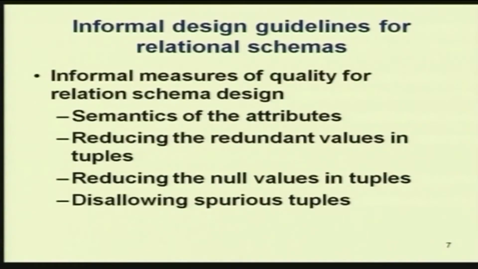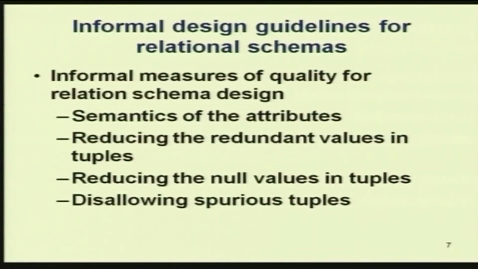Next we will talk about some informal design guidelines that we can use when designing a relational schema. The informal measures of quality for a relational database design can be stated in 4 steps. The semantics of the attributes must be maintained, or you must have the correct semantics. Obviously, otherwise the design itself is of no use. And as we have already discussed, we have to reduce the redundant values in the tuples. That is, if redundant values are present across tables or in a table, we must as far as possible reduce this redundancy without affecting the performance.